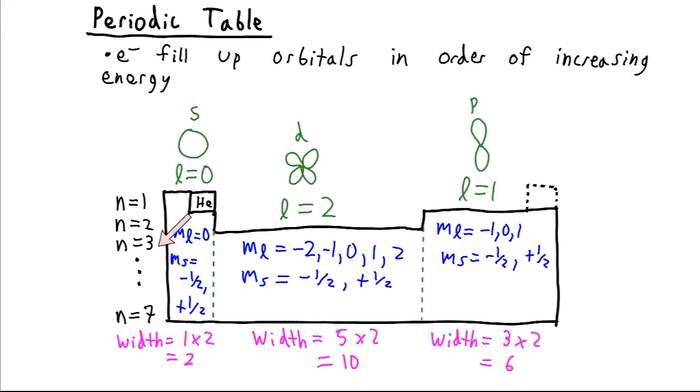And now once we go down to our next row, we now have a new possibility for L. L can be equal to 2. And so we have m sub L equal to minus 2, minus 1, 0, 1, 2, and then our 2 m sub S possibilities. So 5 times 2 is 10, which gives us the width of this block. So this explains the entire structure of our periodic table.